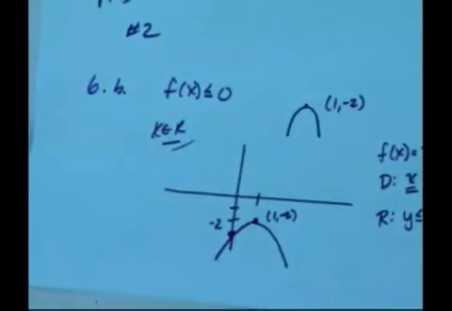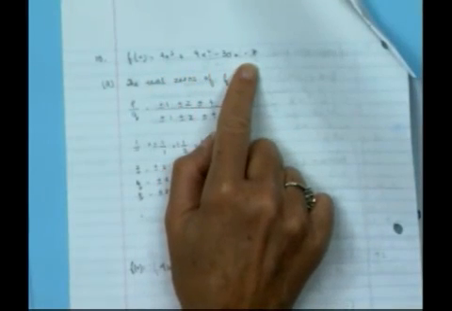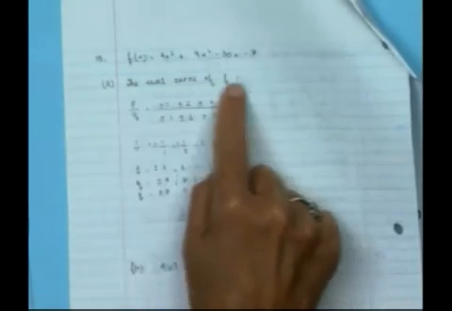Let's go to number 10. Number 10. Okay, here's number 10. Let's make sure it's copied right. 4x cubed plus 9x squared minus 30x minus 8. Perfect. Find the real zeros.